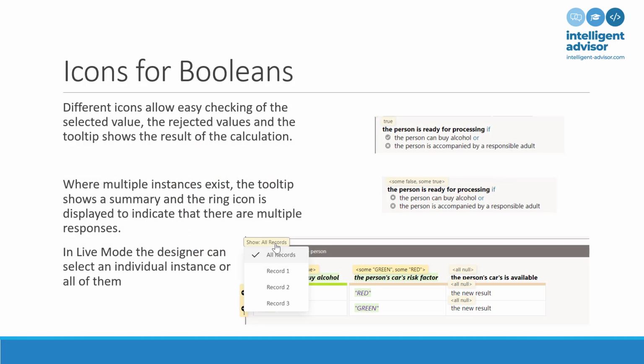When dealing with Booleans, you will also see, such as the first 2 screenshots, check marks and crosses to indicate whether a Boolean is true. So we can see that in the first case, the person can buy alcohol and the person is not accompanied by a responsible adult. And in the second case, you'll see a round symbol looking like a disk, meaning for some of the instances of the object it is false, and some of the instances of the object it is true.